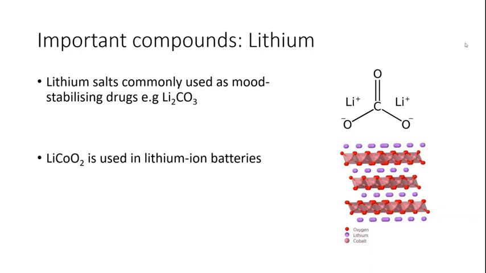Now I'll be talking about some of the important compounds containing period 2 elements. First, we have lithium. Lithium salts are commonly used as mood stabilizing drugs, for example, lithium carbonate. This is because lithium salts are able to treat symptoms such as mania and depression. Also, lithium is found in lithium cobalt oxide, which is used in lithium-ion batteries, which are a type of rechargeable battery commonly found in electronics.